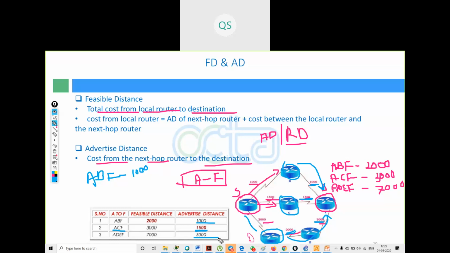Understood what is AD and FD? Varun, Hari, Dade. Sir, can you repeat the question? Did you understand what is FD and AD? Yes, sir. Okay.